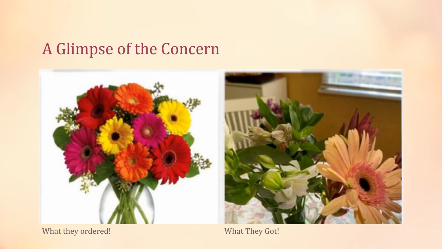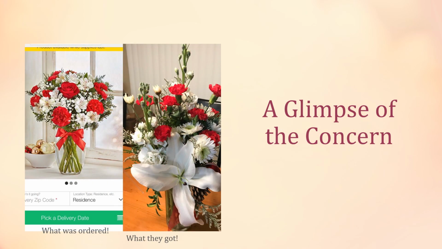So this little clip here shows you what part of the problem is. This is what a customer ordered: this beautiful, big, lush bouquet of Gerber daisies in multiple different colors. And when they received the bouquet, this is what they got. You could see how this could be a major concern. If we go to the next slide, we'll see this again. This is what they ordered, this big bouquet of carnations and alstroemeria, very beautiful in a nice vase. And then we come over to the next picture and it looks like a hot mess.